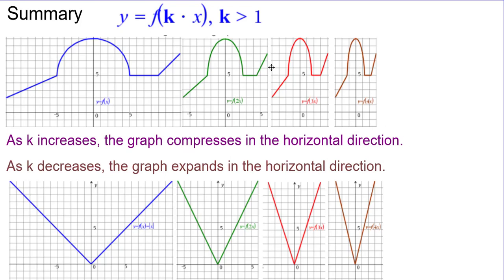So to summarize, if we look at y equals f of the quantity k times x, where k is greater than 1, as k gets larger, increases, the graph compresses in the horizontal direction. And as k decreases, the graph expands in the horizontal direction. Here, in the first part, it gets narrower. Coming back the other direction, it gets wider.